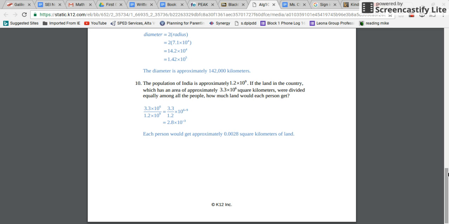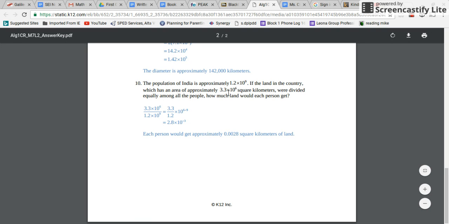Last problem, it tells you that the population of India is 1.2 times 10 to the 9th. And they have the area being 3.3 times 10 to the 6th. And it says, if it were divided equally among all the people, how much land would each person get? So you put the land on top, and you're dividing it by the number of people on the bottom. So here's the land, 3.3 times 10 to the 6th. That goes on top. And you're dividing it by however many people there are. And the population of India is 1.2 times 10 to the 9th. You put that on the bottom.